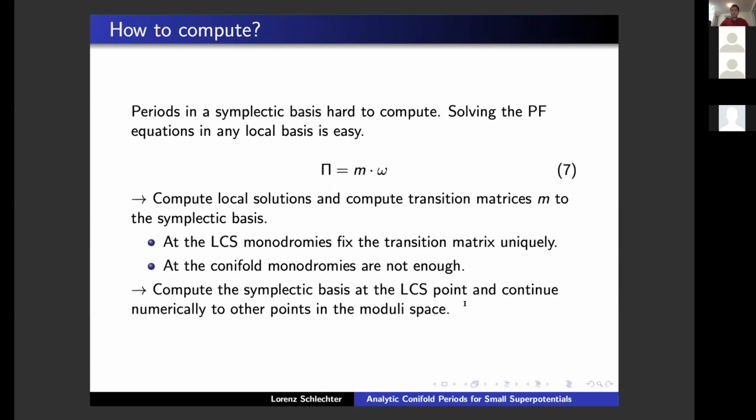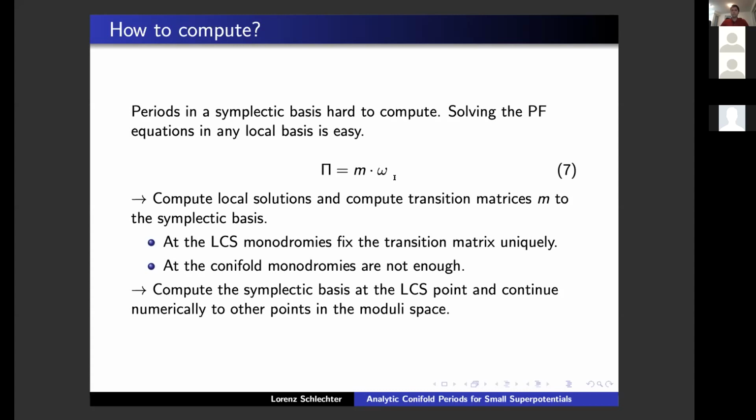So how do we now really compute the periods? Computing them directly in a symplectic basis is rather hard. For the quintic or really easy Calabi-Yaus, you can solve the integral I gave earlier analytically, but it's much easier to solve the Picard-Fuchs equations in any local basis by making a power series ansatz. What one then does is use the fact that we have a finite-dimensional vector space, where the periods we can compute are one basis and the symplectic basis is another. So we know that there's a transition matrix between them, which is linear. So we have this really simple relation between the periods in the symplectic basis and the local basis we can compute.